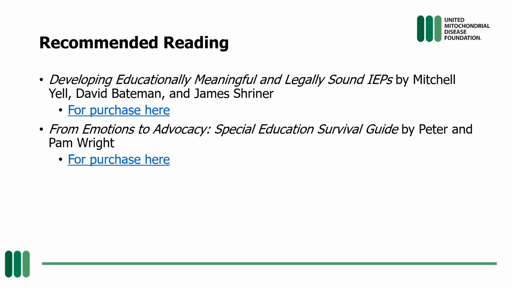And I also have a few books that I would recommend reading. So Developing Educationally Meaningful and Legally Sound IEPs. It's a good book. It is a little bit more technical, but this is more if you have specific instances where you know that you're going to have some problems or you've had problems in the past. And then From Emotions to Advocacy, which is a special education survival guide, and it's by Peter and Pam Wright. And you can get either of these books on Amazon.